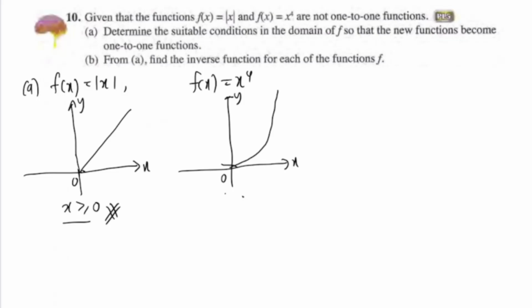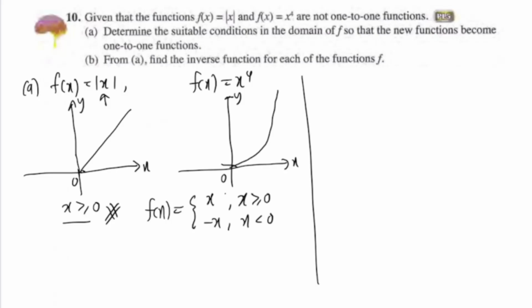Okay, let's start. For the first function, we know that if you define the modulus function, the modulus of x is x for x greater than or equal to 0, and it's negative x for x less than 0. Since we already trim our domain to just x greater than or equal to 0, we will be using f(x) = x. So you are actually looking for f(x) = x.